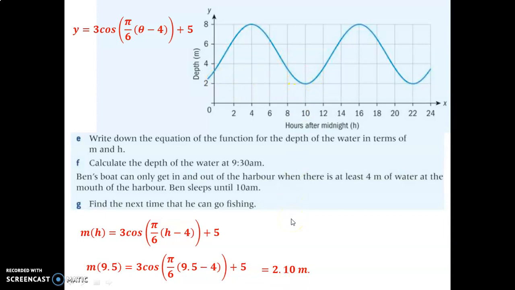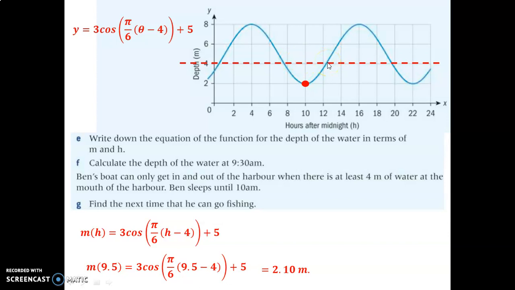All right, last question. Ben's boat can only get in and out of the harbor when there is at least 4 meters of water in the harbor. Ben sleeps until 10, so that's where he wakes up. Here's a line representing 4 meters depth of water. So find the next time he can go fishing. So if he woke up here, when's the next time he can go fishing? He can only go fishing when the water level is above 4, right? So you're looking for this point.